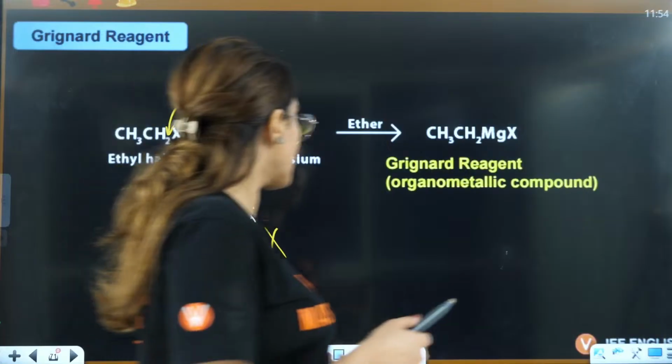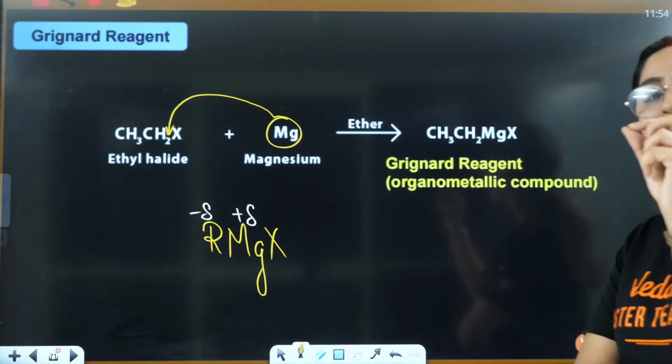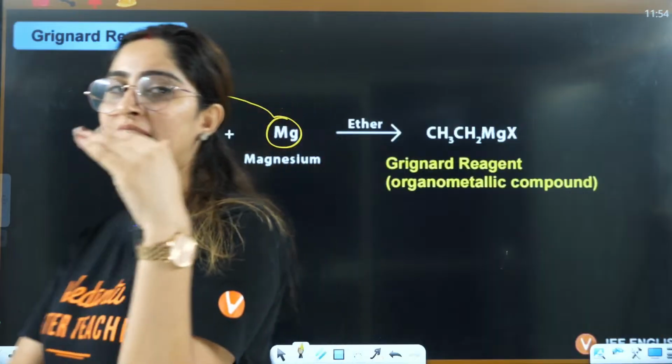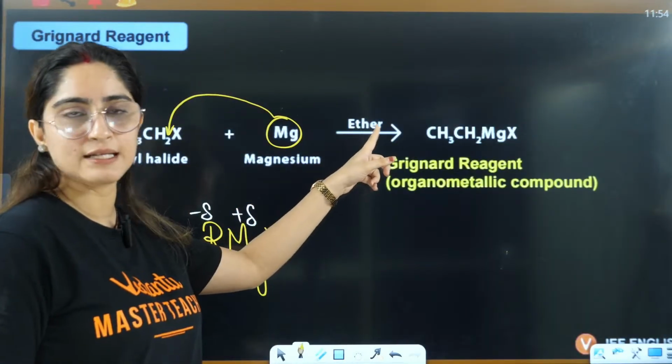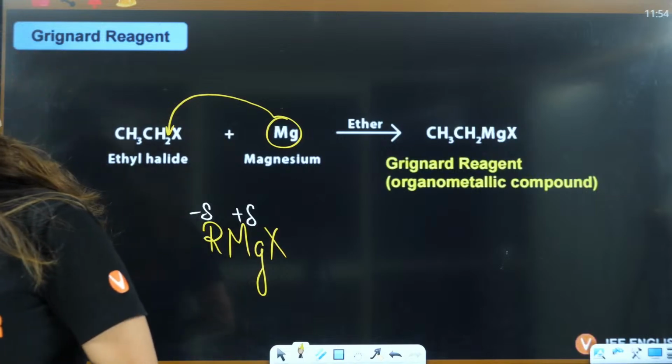Okay, yes everybody, tell me. Acha, tell me now about Grignard reagent. Is that clear that you have RX with Mg, when you add Mg in the dry ether, you'll have the formation of Grignard reagent here?